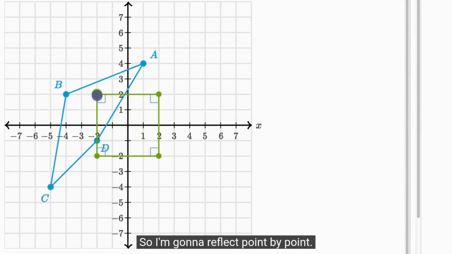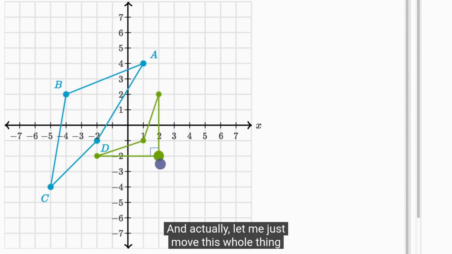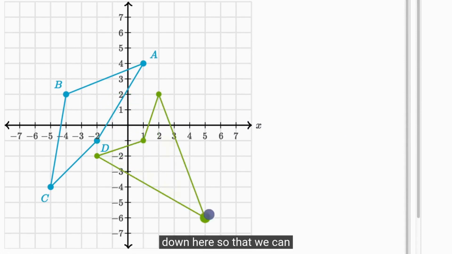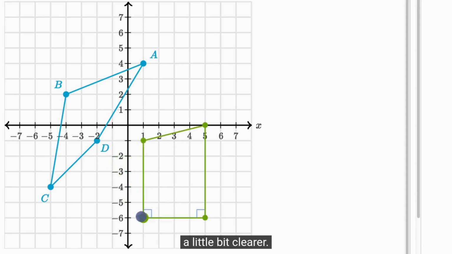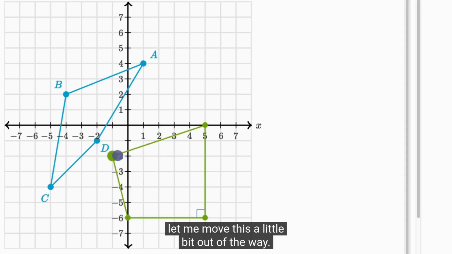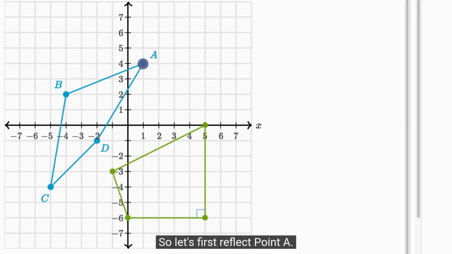We want to find the reflection across the x-axis. So I'm going to reflect point by point. Actually, let me just move this whole thing down here so that we can see what is going on a little bit clearer. So let's first reflect point A across the x-axis. A is 4 units above the x-axis: 1, 2, 3, 4. So its image, A prime, would be 4 units below the x-axis.